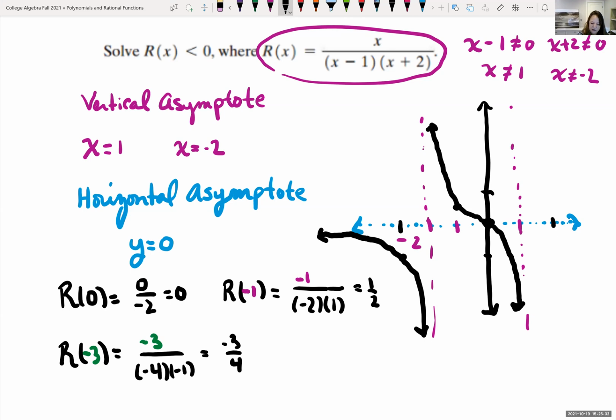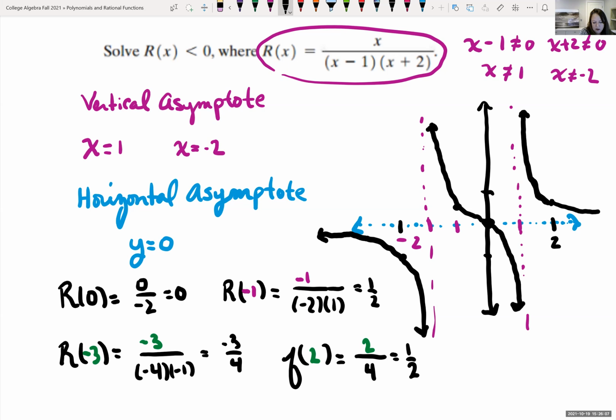Same idea, choose a point bigger than 1. Let's choose 2. If we plug in 2 wherever we see an x, we would get 2 all over 2 minus 1, which is 1, and then 2 plus 2, which is 4. So this is going to give me positive 1/2, so it's above the x-axis. I know as x is approaching 1 on the right-hand side, this is going to be shooting off to positive infinity. And as x is going to positive infinity, our graph is hugging the line y equals 0.